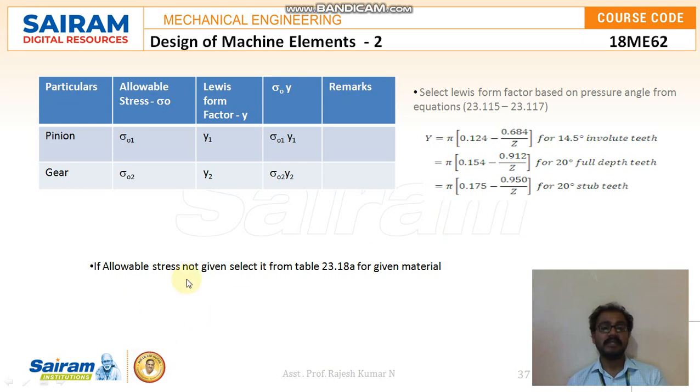And if the allowable stress is not given, then select the allowable stress value from table 23.18a for the given material. Definitely the material name would be mentioned in the question. Accordingly we can select the allowable stress, because based on this Lewis form factor and the allowable stress only can we find out which is the weaker one.